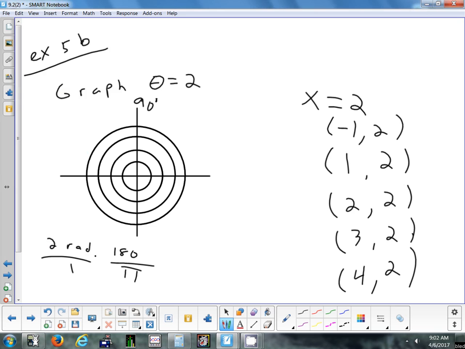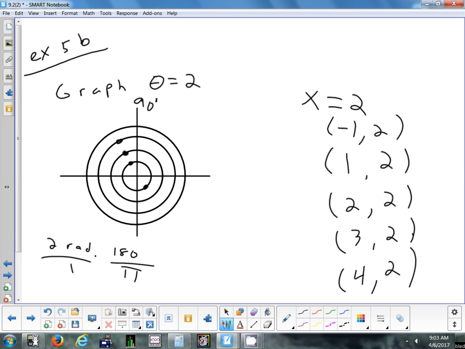So let's start with 1, 2. We go 1, and then 114 degrees. 2, 2. We go right 2, and then 114 degrees. 3, 2 is going to be on the third circle, 114 degrees. And if you did a negative, -1, 2 would bring you down there. You would go 90, and then a little bit past it.